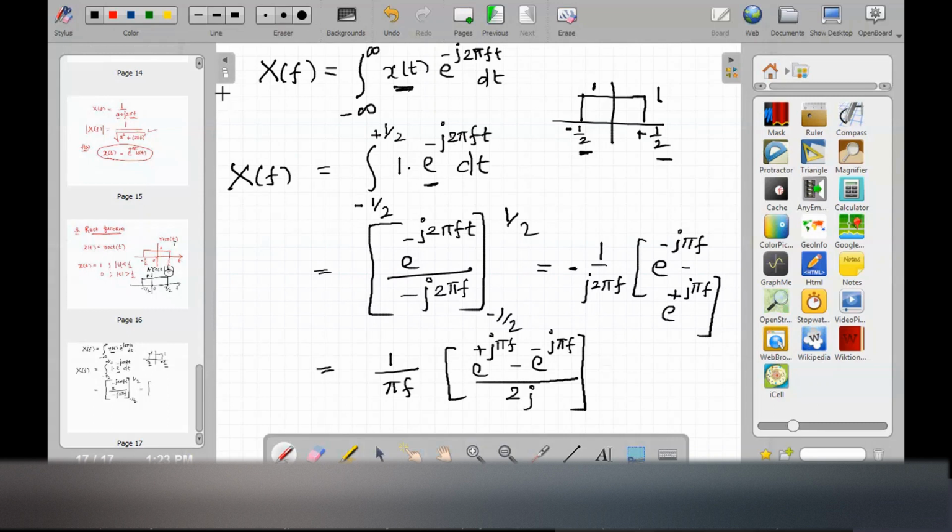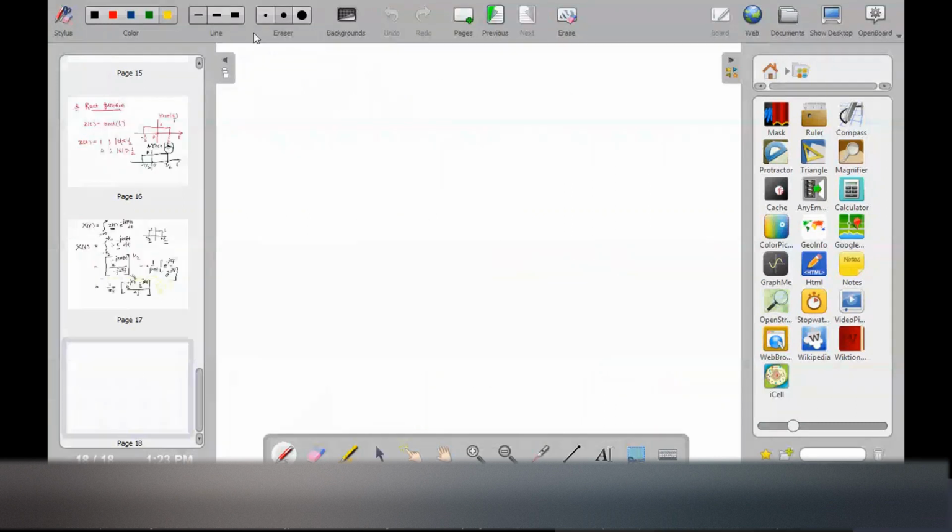I will mark the line so that you can see it clearly. If you simplify, you get e to the power of j theta minus e to the power of minus j theta divided by 2j. What is this formula? Sine theta. Very good. What is the value of theta here? Pi f.